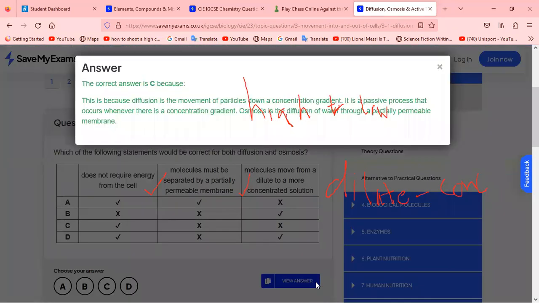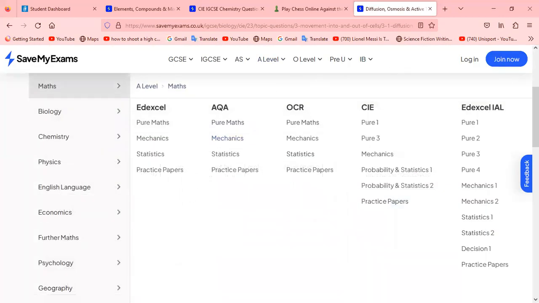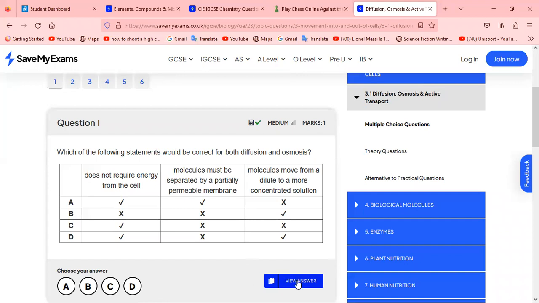Wait, the correct answer is C. Diffusion does not require a permeable membrane. They said diffusion and osmosis, so you don't require a partially permeable membrane. This is because diffusion is the movement of particles down the concentration gradient. It is a passive process that occurs whenever there is a concentration gradient. Osmosis is the diffusion of water through a partially permeable membrane. Okay, makes sense, so it's C.